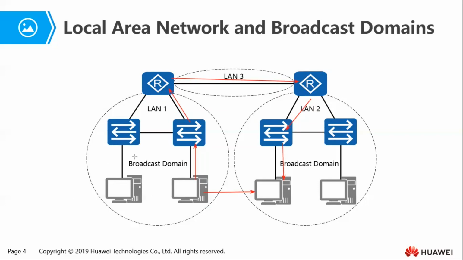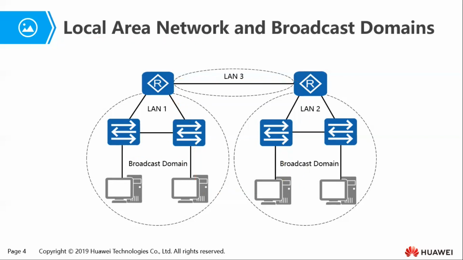So this is one broadcast domain. Here, this is another broadcast domain. Because if a broadcast packet is generated, all these people in this circle are going to get it, including this one. This is one network. This is another network, LAN, LAN 1. So LAN is local area network. So LAN 1, LAN 2, LAN 3.